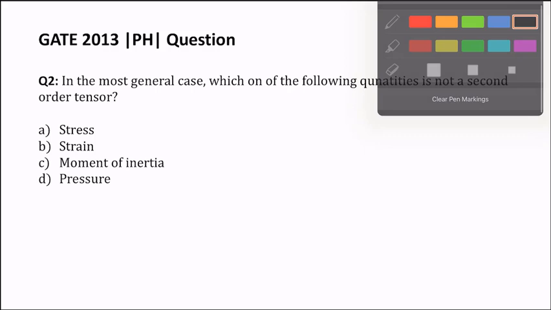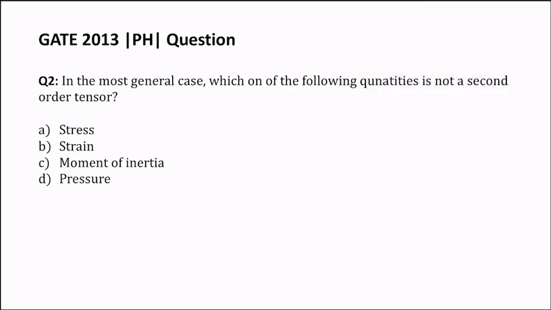Hello everyone, in this video we are going to solve question number 2 of GATE 2013 paper. The question is a simple one. It is asked that in the most general case, which one of the following is not a second rank tensor. So in order to solve this question we have to find out what the different ranks of tensor are.